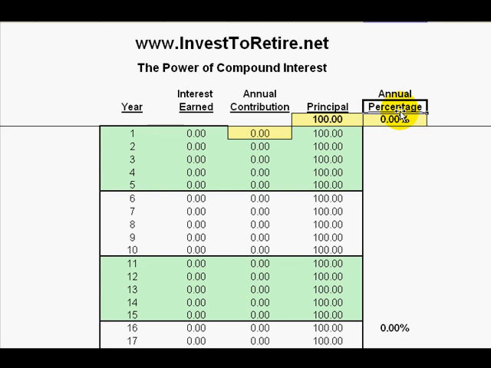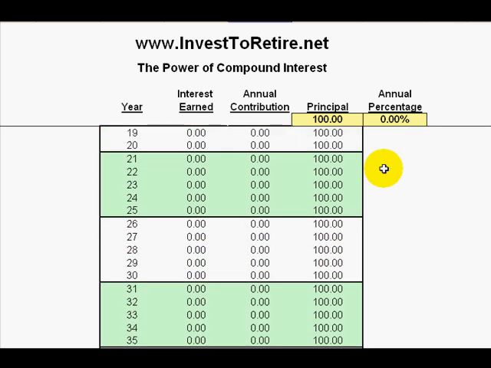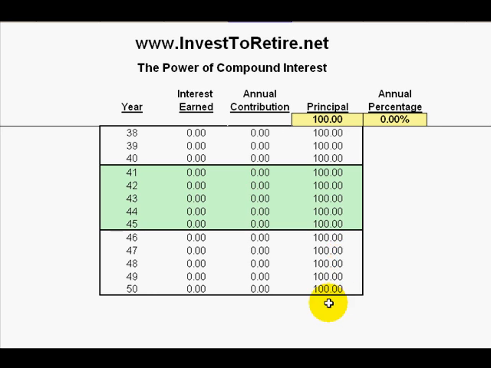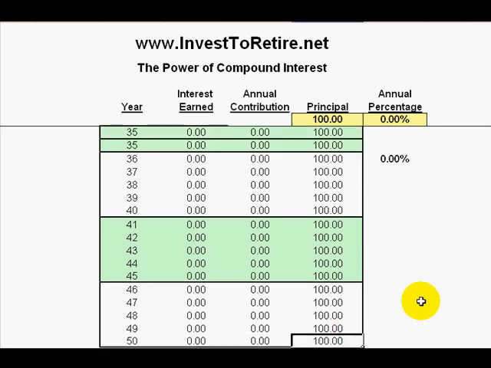So let's get started with some basics just so you can become familiar with the calculator and understand that it's true and accurate. Let's start with an initial principal amount of $100 at 0% interest and no annual contribution. Let's scroll down. As you can see, at the end of 50 years, you'll have exactly $100. Big deal, right?